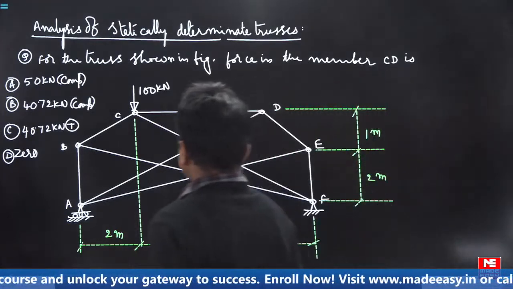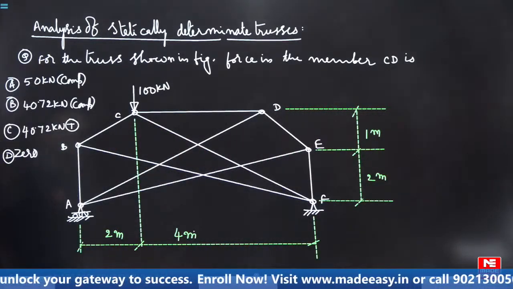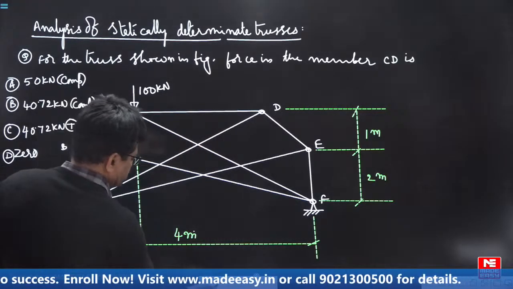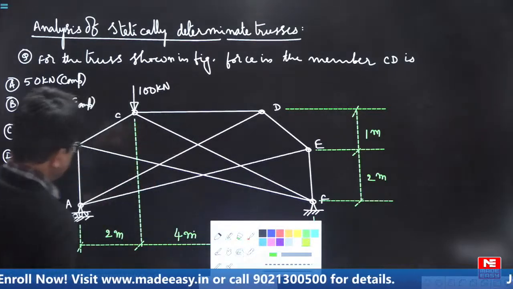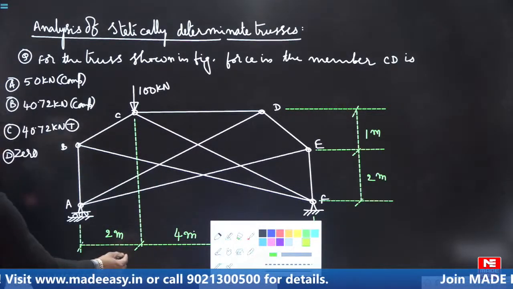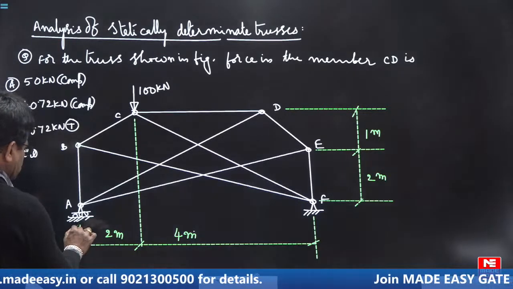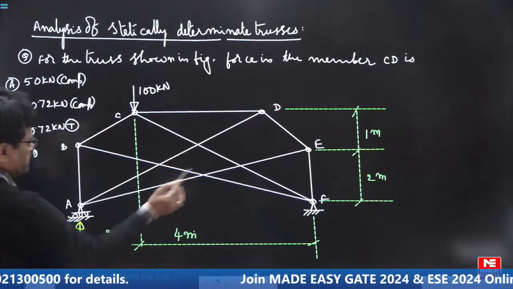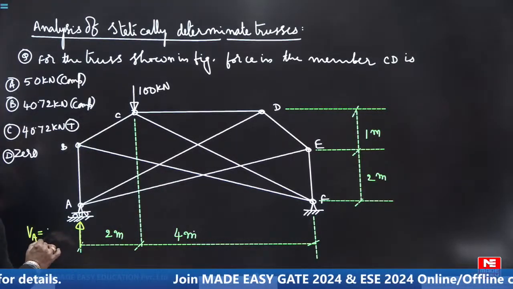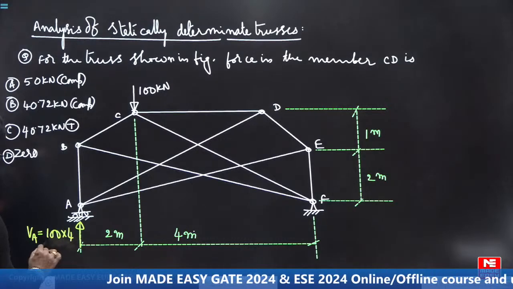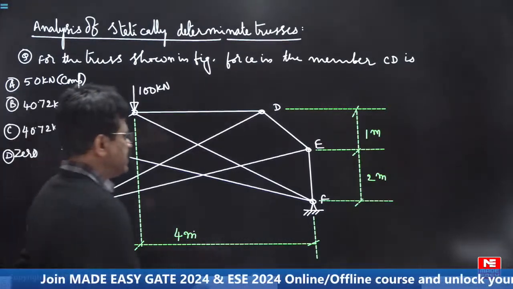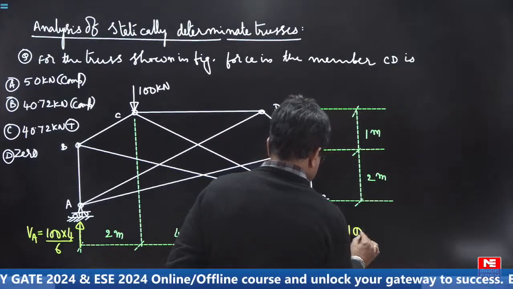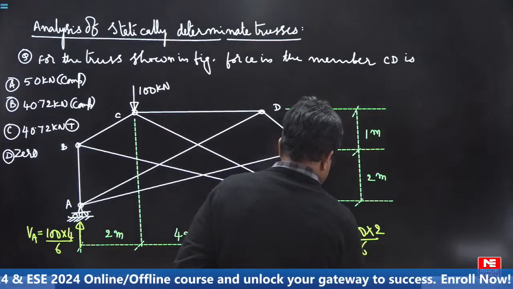Now we have a truss like this. We want to find force in the member CD. So the first task is to find the support reactions. Here you will get VA equal to WB by L, 100 into 4 by 6, and here VF equal to 100 into 2 by 6.